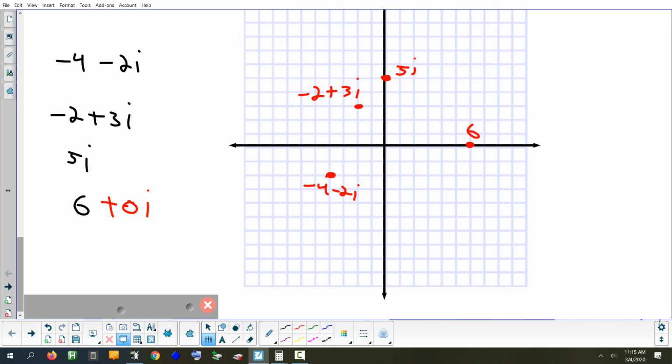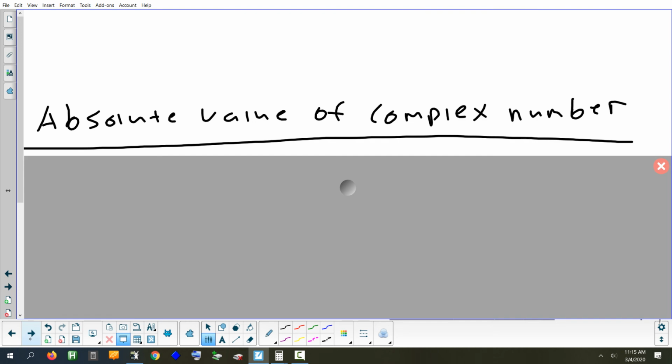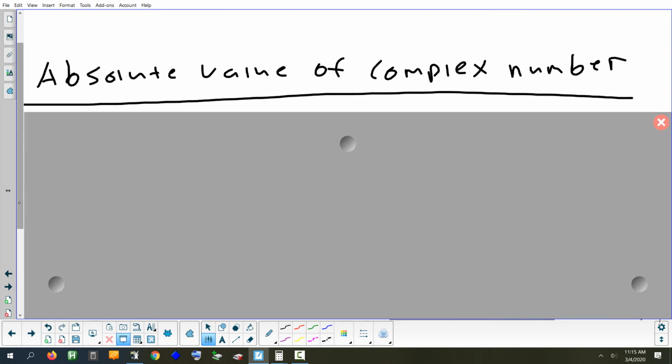So that's graphing complex numbers in the complex plane. Very, very simple. All right. I want to look at how you would find the absolute value of something like that. What does absolute value mean? It means the distance from 0. Now, when you're talking about a complex number and you're graphing it, we don't really have 0 because it's 2D. What do we have in 2D that takes the place of 0? The origin. We call it the origin.